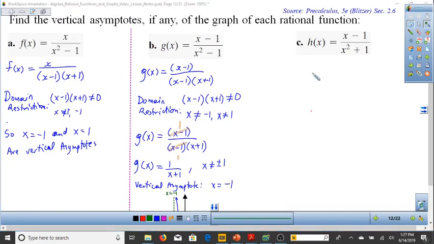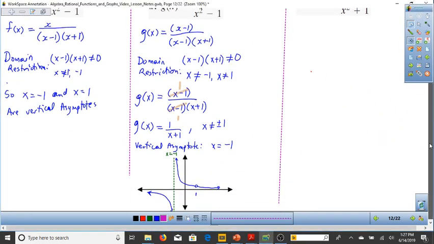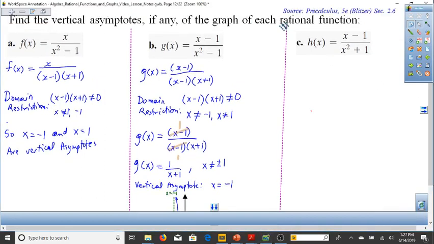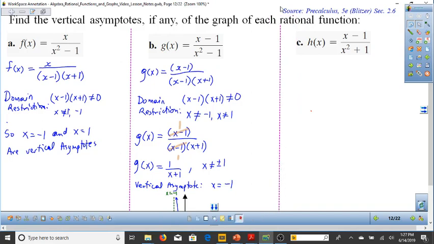Now let's take a look at this third example. In this case, we have x minus 1 over x squared plus 1. And if you try to factor x squared plus 1, it does not factor. In fact, what we're going to do is set the denominator equal to 0 and solve for x and see if we get any domain restrictions. So once again, we're going to talk about our domain restrictions here.